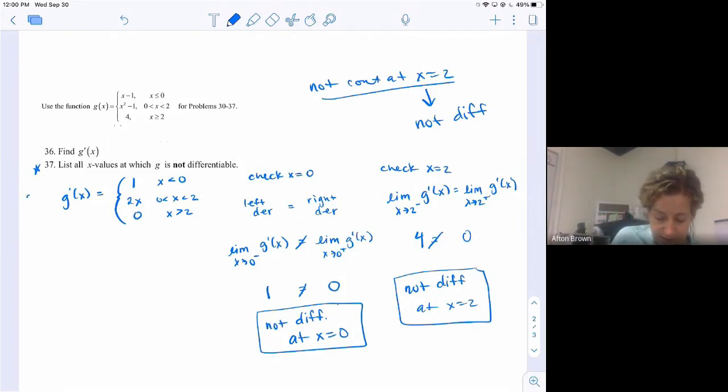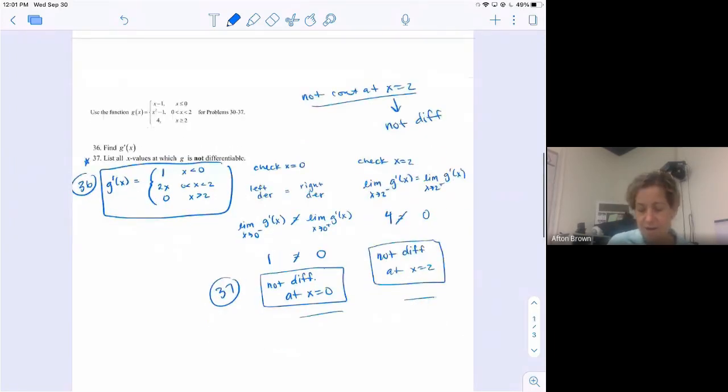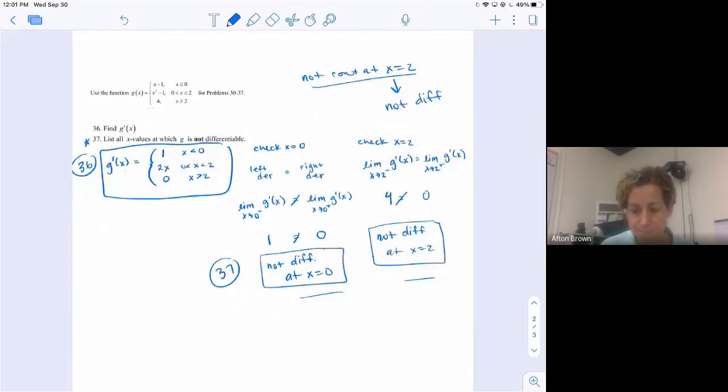So on 36, your answer is this piecewise function. And again, you cannot have any equal to bars because the derivative didn't exist at those values. And then on 37, you're stating that it's not differentiable at those 2 points. Okay, so I just wanted to make sure that you guys saw that one because that's one that will come up. All right, let's look at related rates.